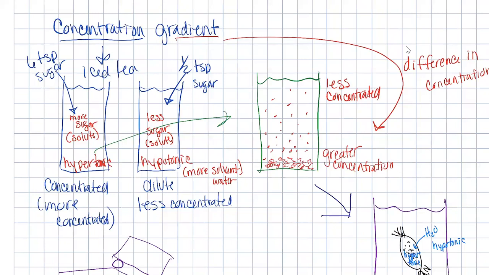But the first two, you're seeing that we have some terms here that I hope you remember. Sugar is the solute and water is the solvent. Do you remember those terms? Okay, good. Sugar is the solute, which means it dissolves in water, which is the solvent. The solvent does the dissolving.